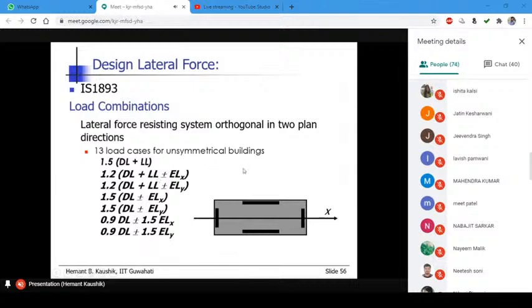And the most important point here is that the code says you can even consider zero live load at the roof of the structure. In this combination, if you are doing the earthquake load combination, you can reduce the live load at the roof to zero, and you can reduce the live load at different levels to 30 or 50%.